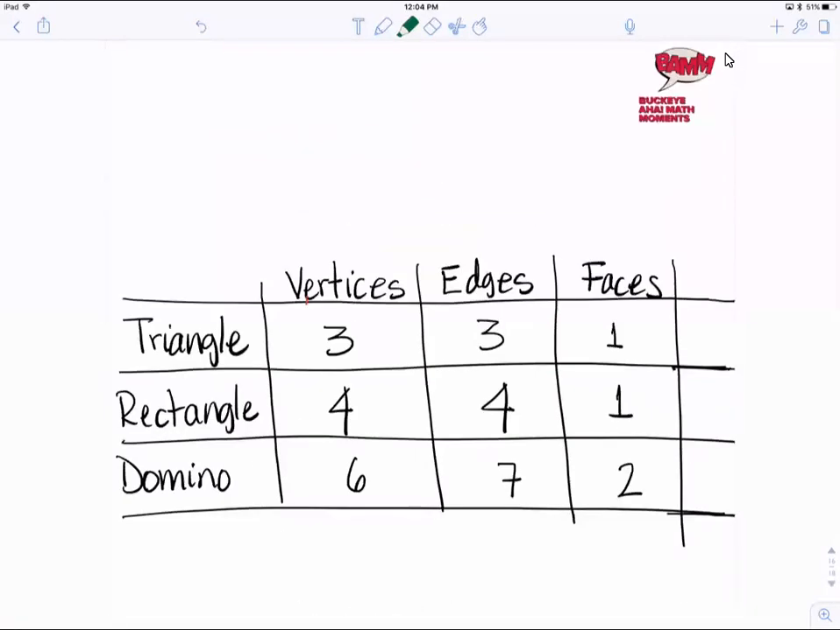Now, this is a table where we collected all of our data, our 3 examples, the triangle, rectangle, and domino, recording the number of vertices, edges, and faces. So for example, here, we see that the domino has 6 vertices, 7 edges, and 2 faces.